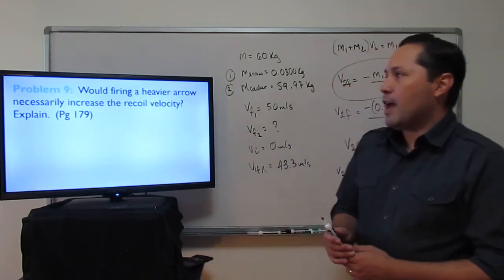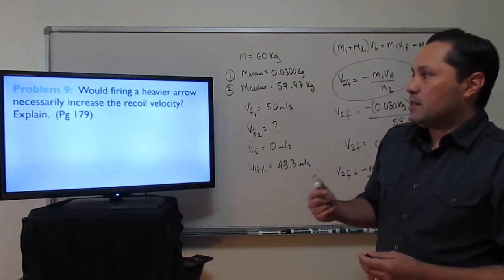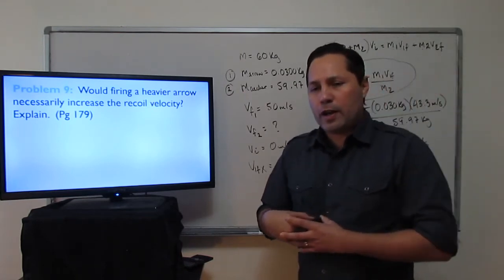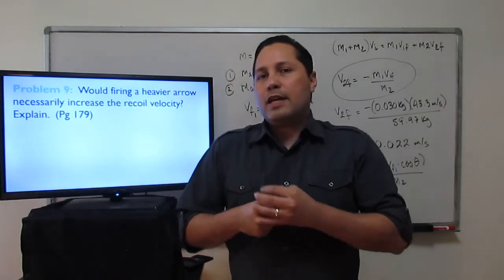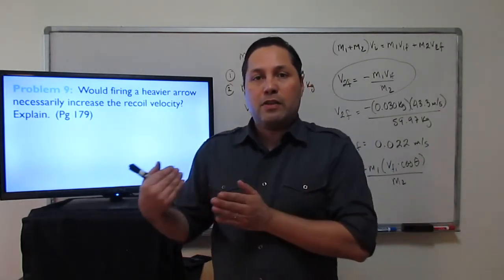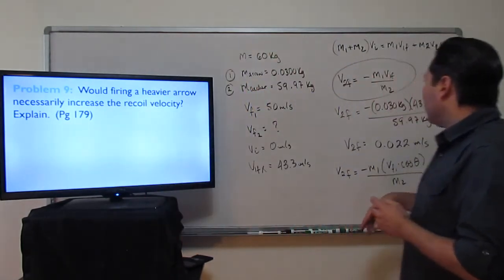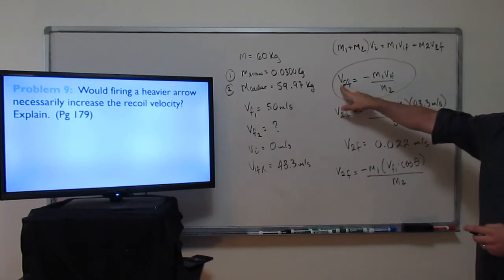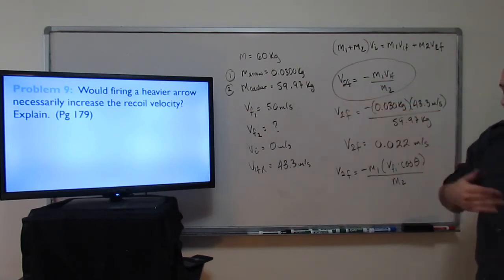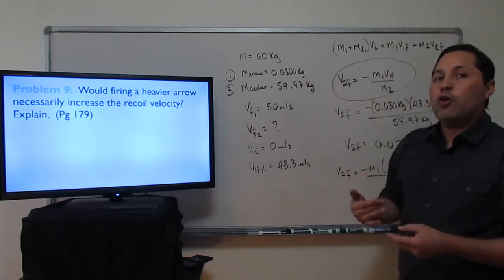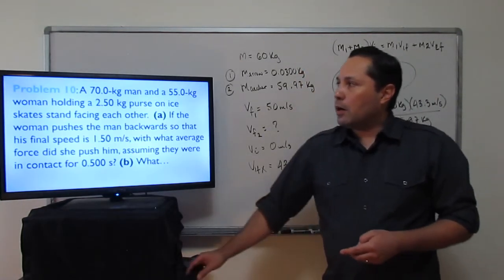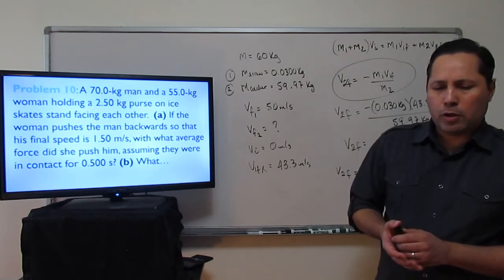Would firing a heavier arrow necessarily increase the recoil velocity? And the answer is yes, it would. If you fire a heavier arrow, the archer is going to slide back at an even quicker rate. If you increase the mass of the arrow right here, m1, and notice it's in the numerator, that will increase the recoil velocity. So yes, a heavier arrow would have made the archer go back quicker. Alright, let's move along to problem number 10.